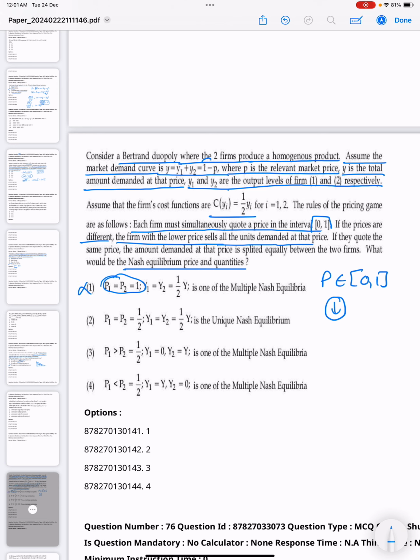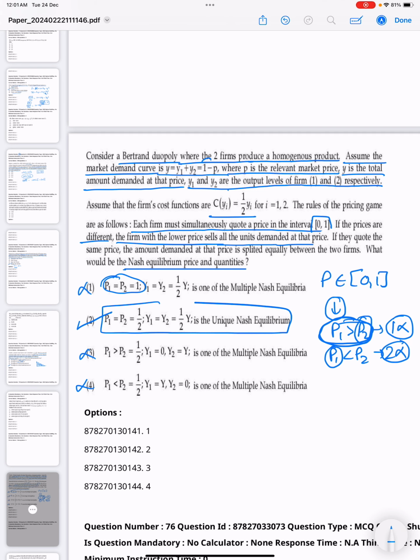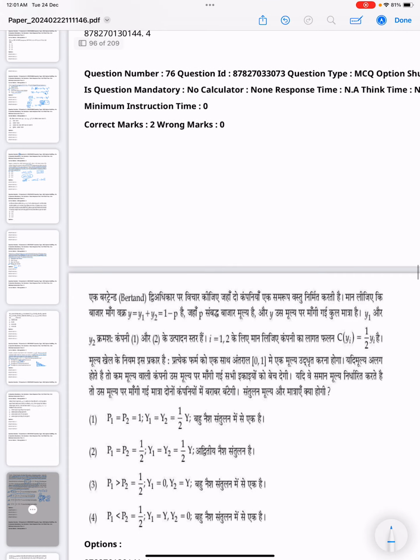And none of the firms would prefer to charge a higher price than the other firm, because in this case firm 1 won't have any demand, and in the other case firm 2 won't have any demand. So we would be left with only one firm satisfying the whole market. Similarly, this would be the Nash equilibrium given the cost function. Okay, moving to the next question.